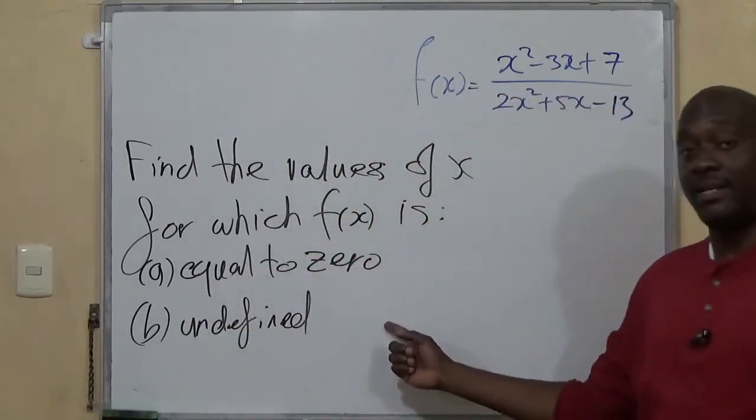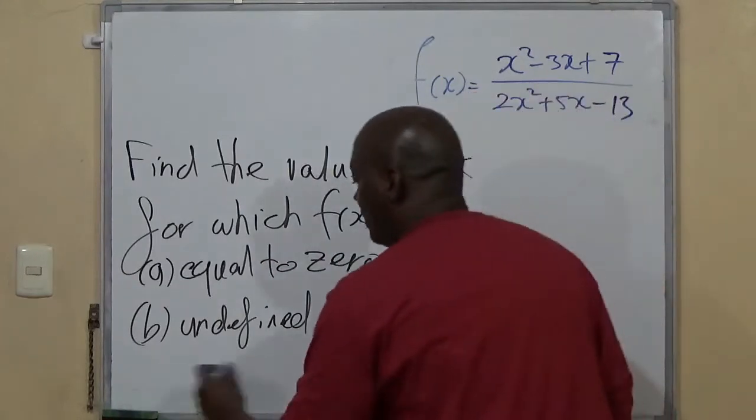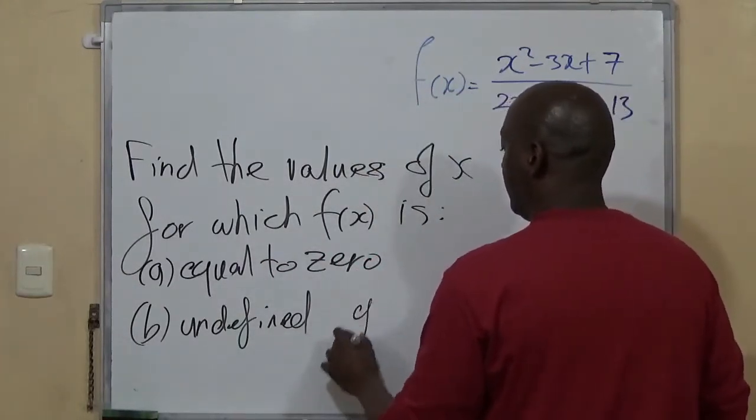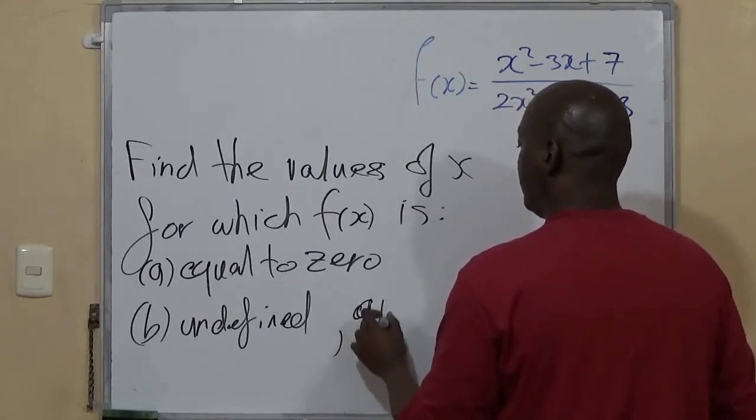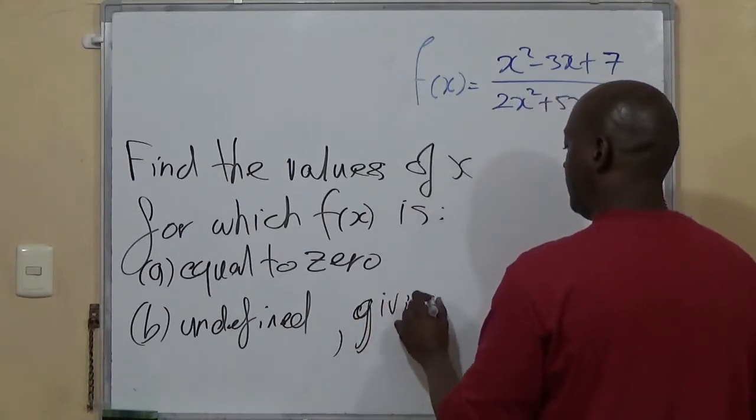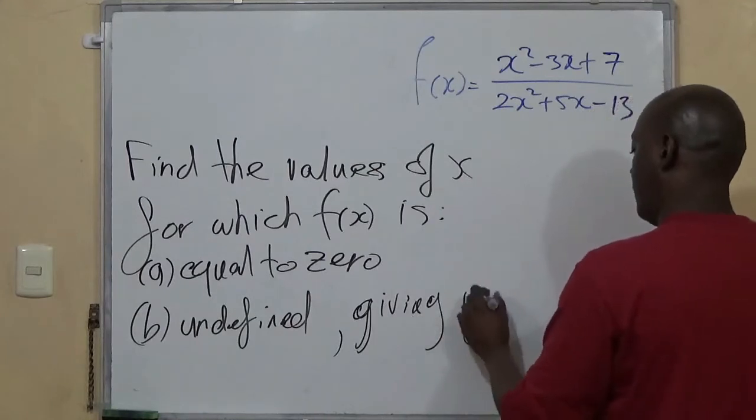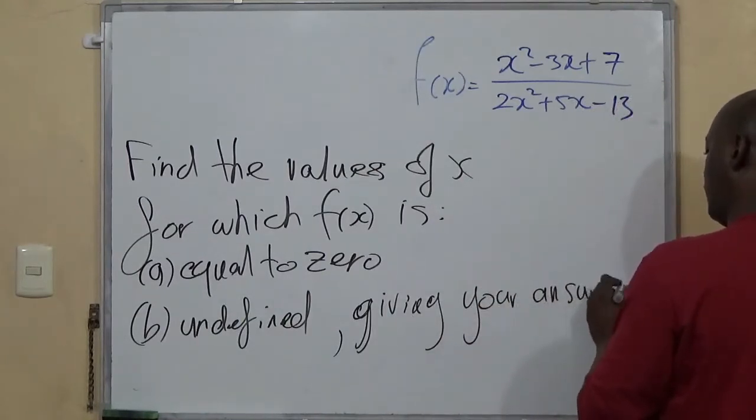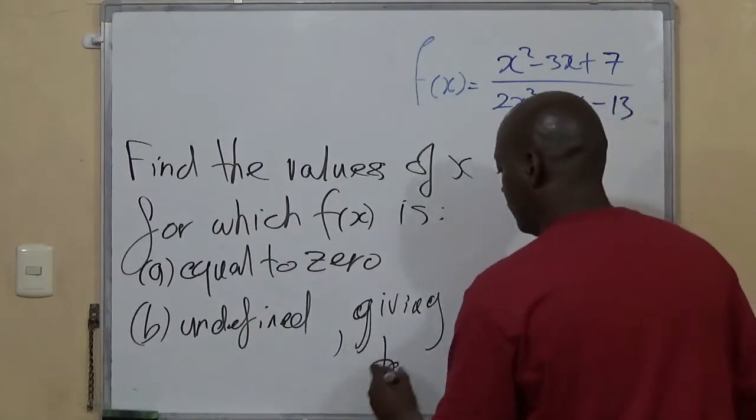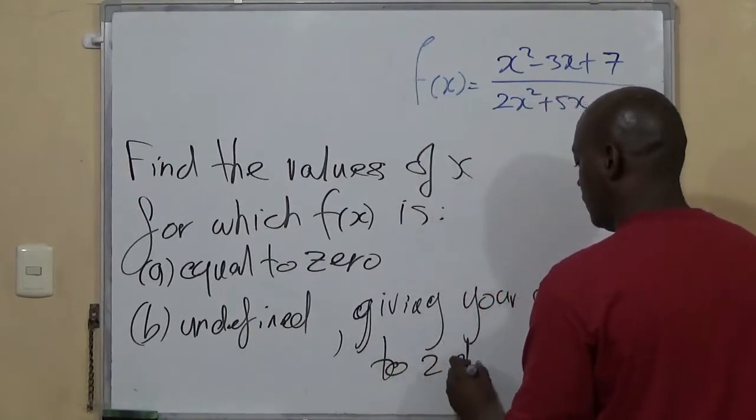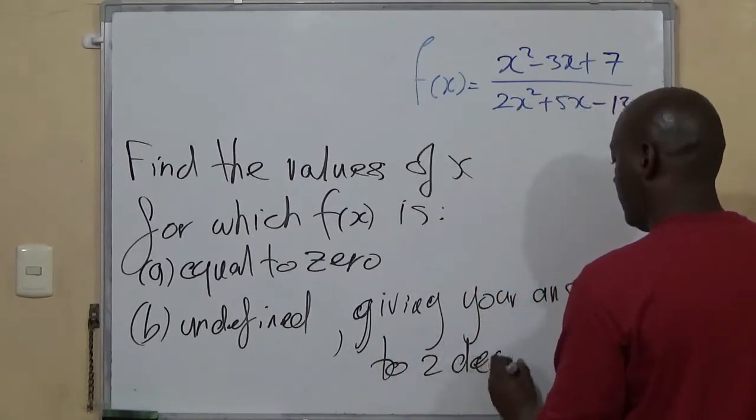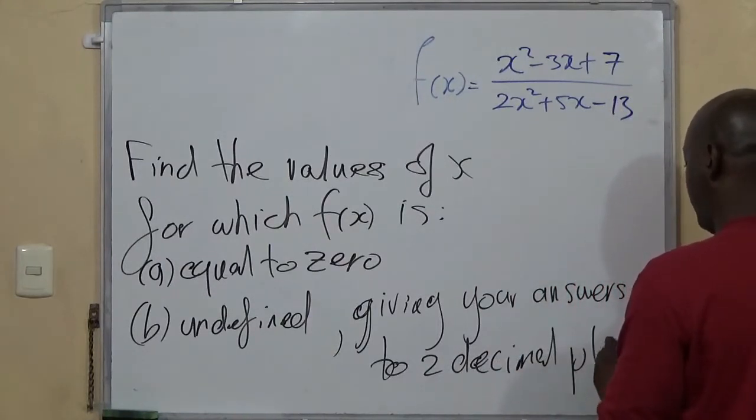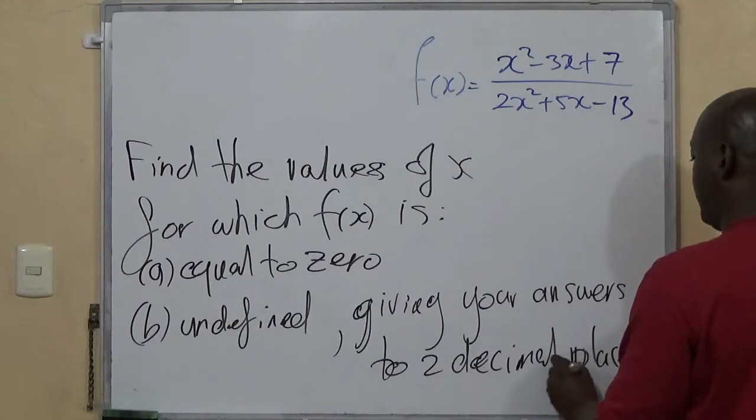And here is what they're going to tell you now: giving your answers to 2 decimal places, right? I'm writing it here for emphasis. Excuse the penmanship a little bit, right? Only go by exactly what I say.